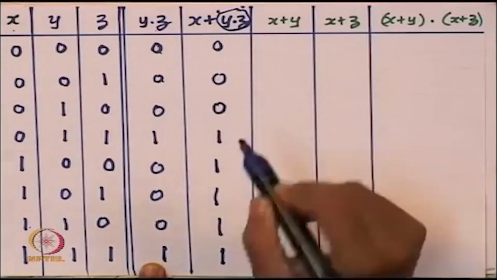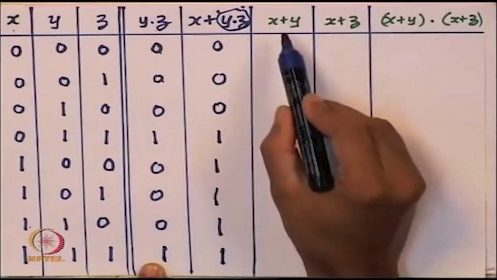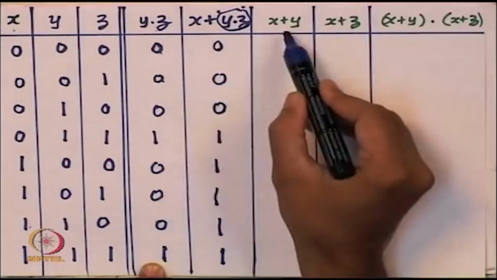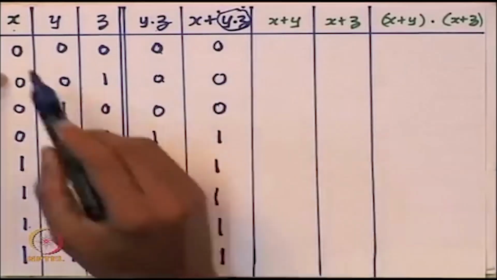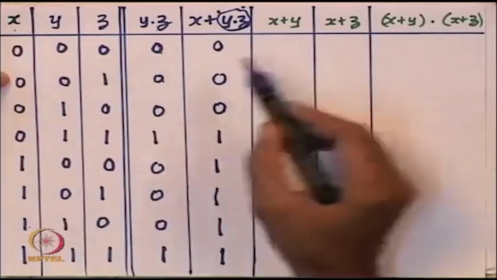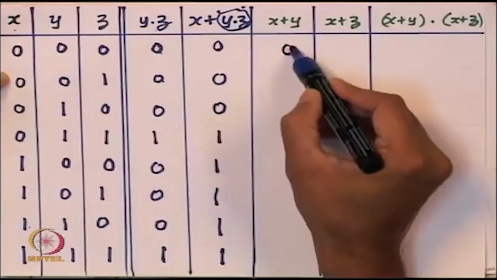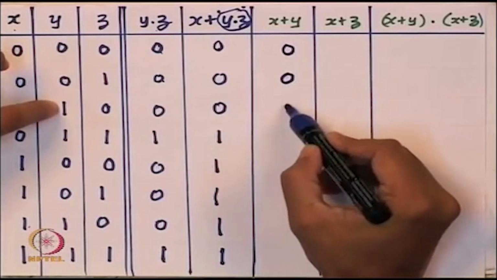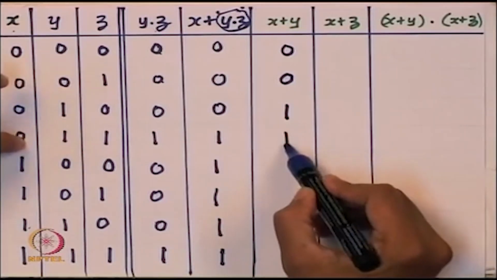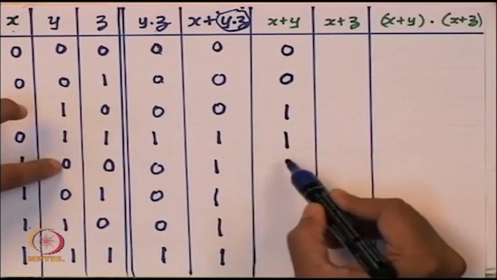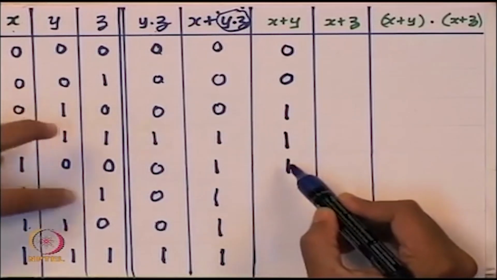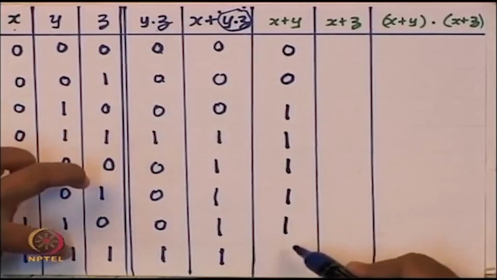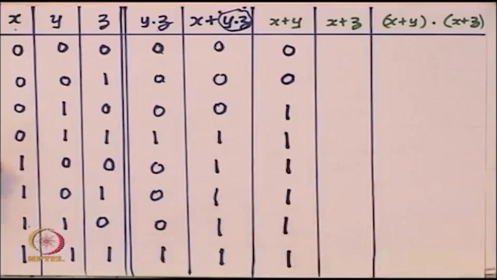Let us look at how to get the right hand side. Right hand side has two terms. I am going to get these two terms separately and then AND them together. What is x or y? I am going to look at the first two columns and write x or y. So 0 or 0 is 0, 0 or 0 is 0, 0 or 1 is 1, 0 or 1 is 1, 1 or 0 is 1, 1 or 0 is 1, 1 or 1 is 1, 1 or 1 is 1. So that gives me one of the terms.